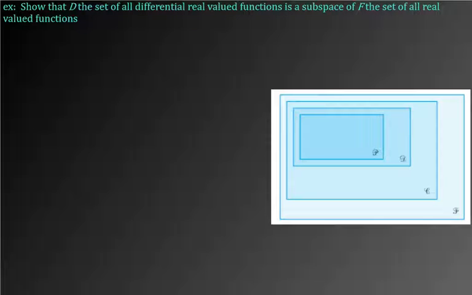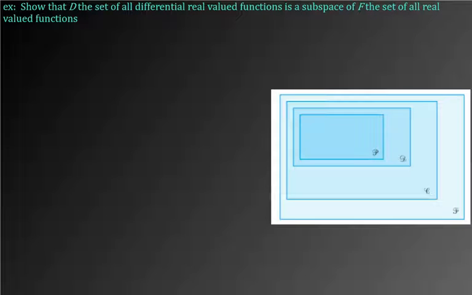So in this problem, I'm just assuming that these two sets D and F are vector spaces, and we could go through that big long definition of what a vector space is and go through them all, but for the purposes of the problem, just trust me that they are. And what I want to show is that this set D is actually a subspace of this set F.